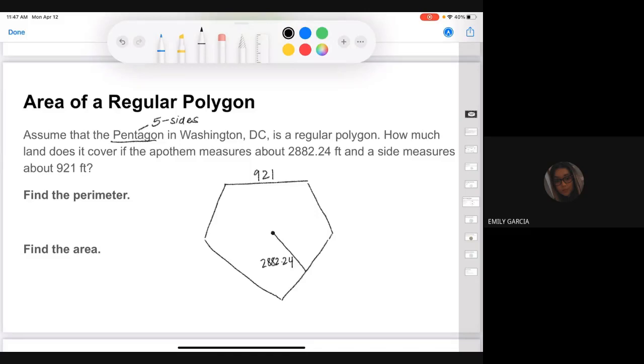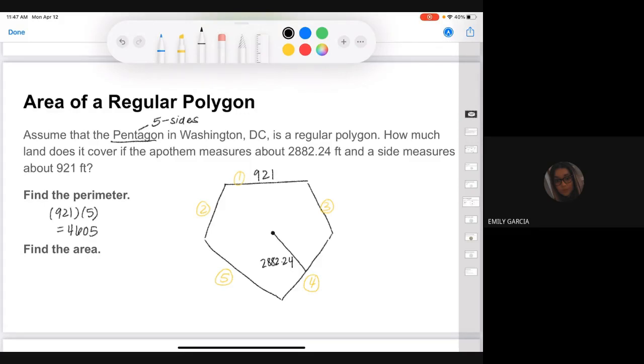Well, the first thing that I need to do is find my perimeter. I'm not given my perimeter here, but I am told what the measure of each side is. What I also know is that I have 1, 2, 3, 4, 5 sides because it's a pentagon. So to find the perimeter, I take 921 and multiply it by 5, because I'm adding all those side lengths together. And that gives me 4,605 feet. So now I have the perimeter.